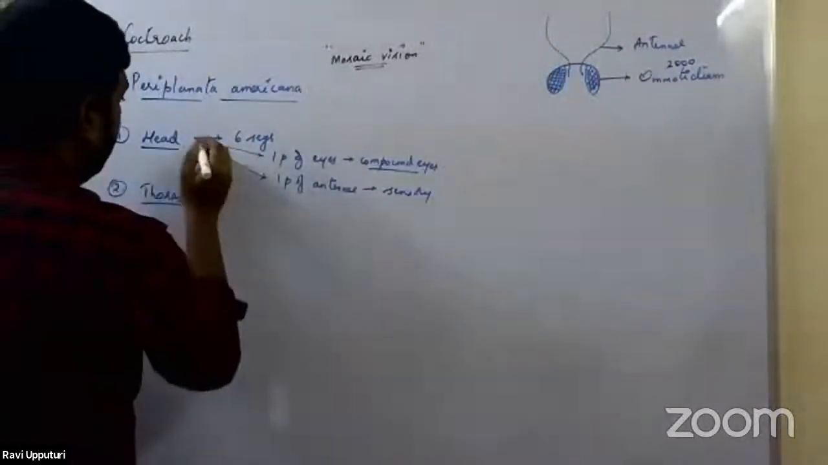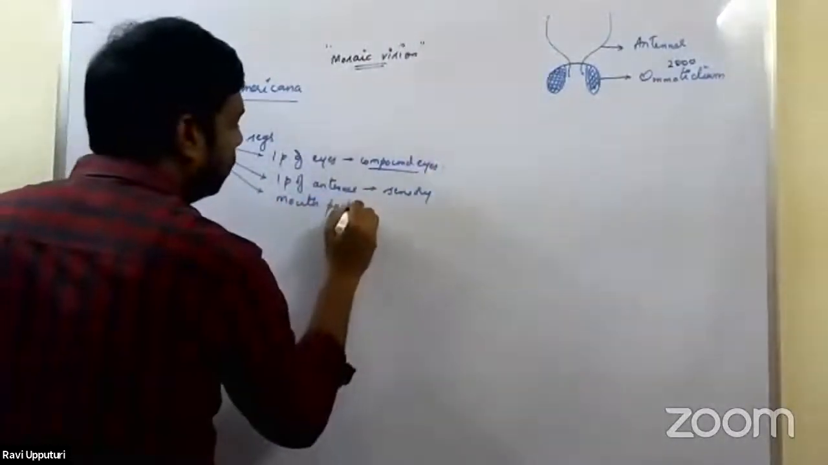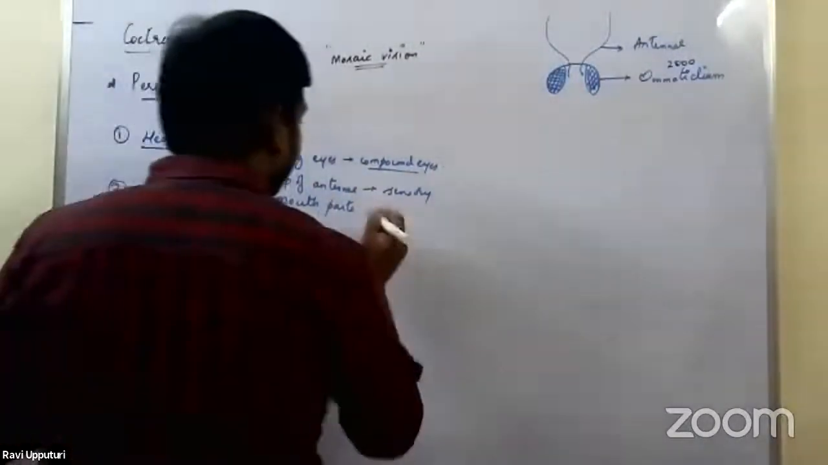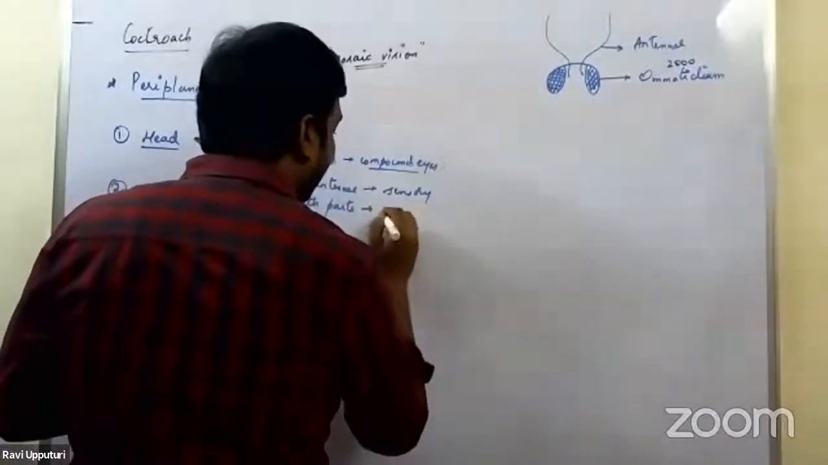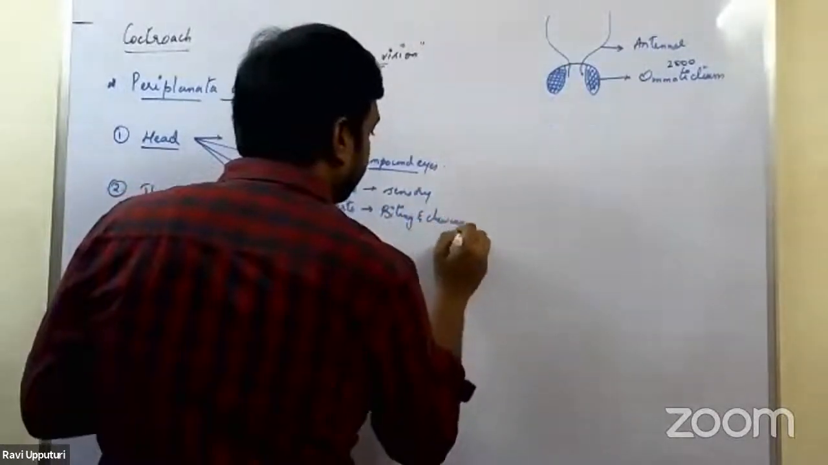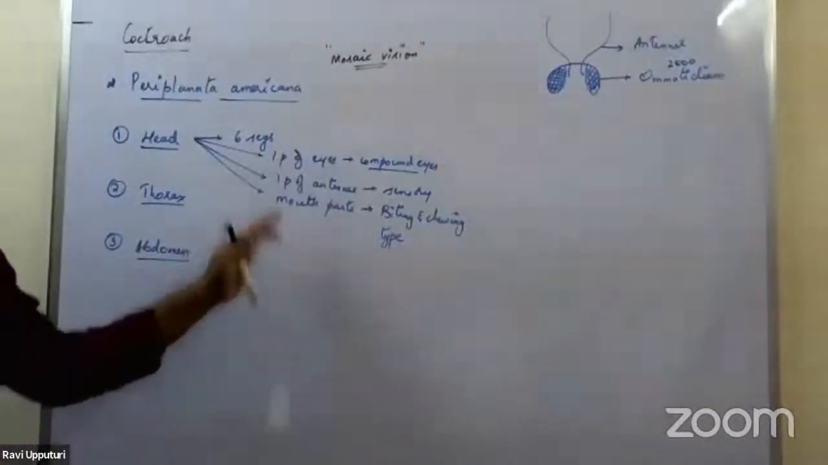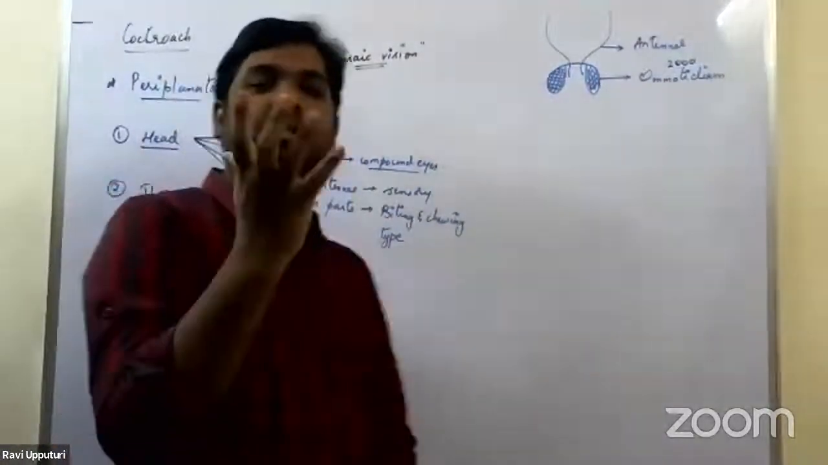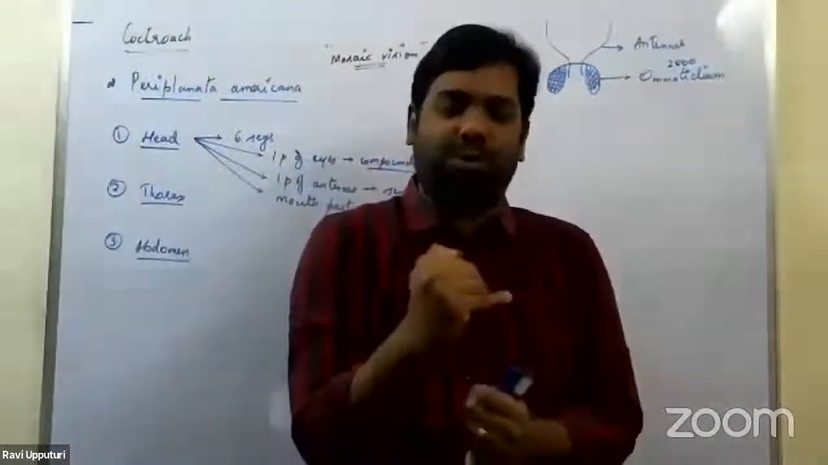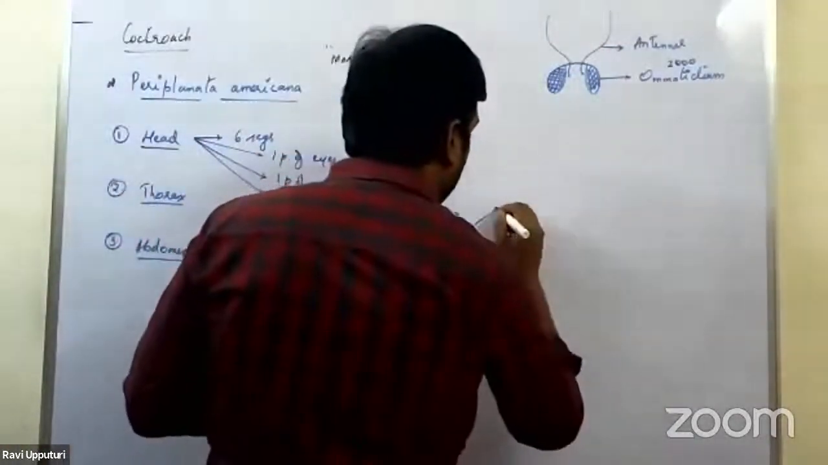The head also consists of the mouth parts. The type of mouth parts present in these organisms is biting and chewing type. Now, talking about mouth parts, there are different pieces which are all assembled together to form one particular structure. So what are those pieces? The first piece that is present is called the labrum.